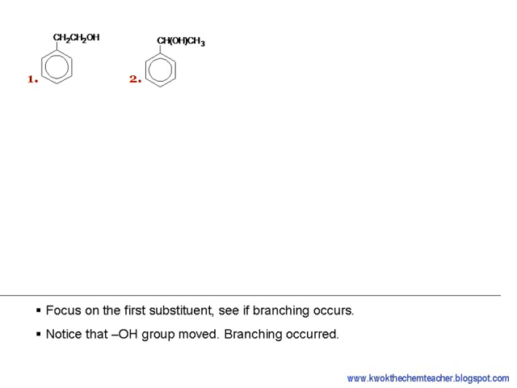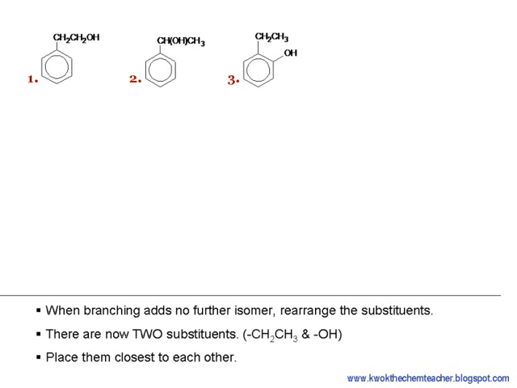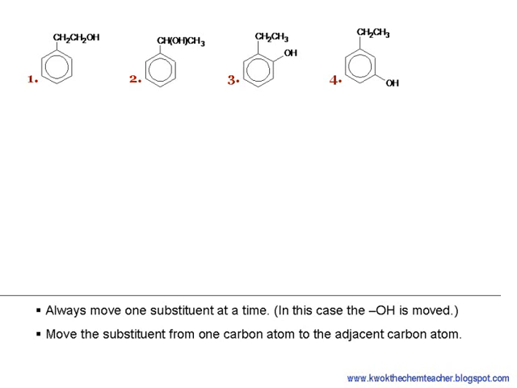Focus on the first substituent, see if branching can occur. We have moved the OH group so that branching can occur. When branching adds no further isomer, rearrange the substituents. We will realize that there are two substituents now instead of one. Place them closest to each other. Move one substituent at a time.